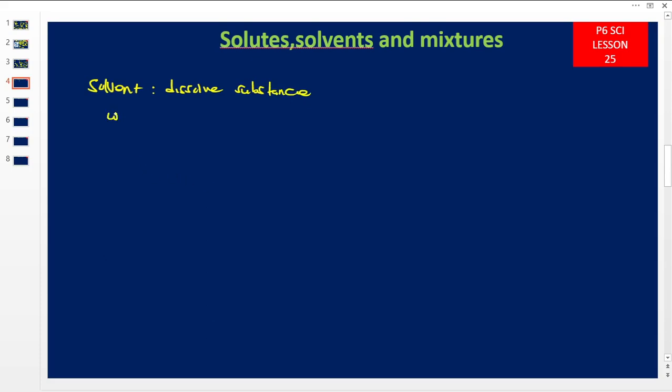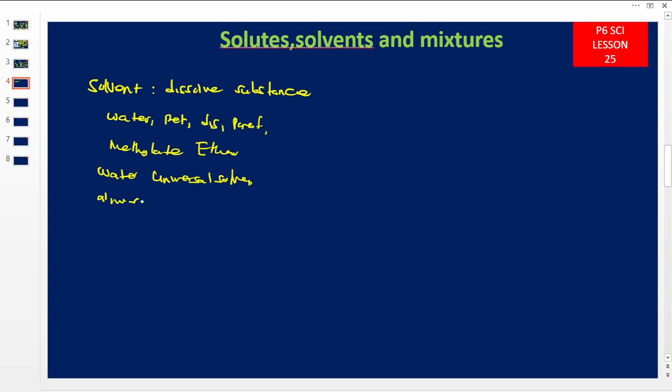The best examples here are water, petrol, diesel, paraffin, and methylated spirit, which you find in the salons, then ethanol and so on. Here water is taken to be a universal solvent. Why? It dissolves almost all the solutes. That's why it's called a universal solvent.